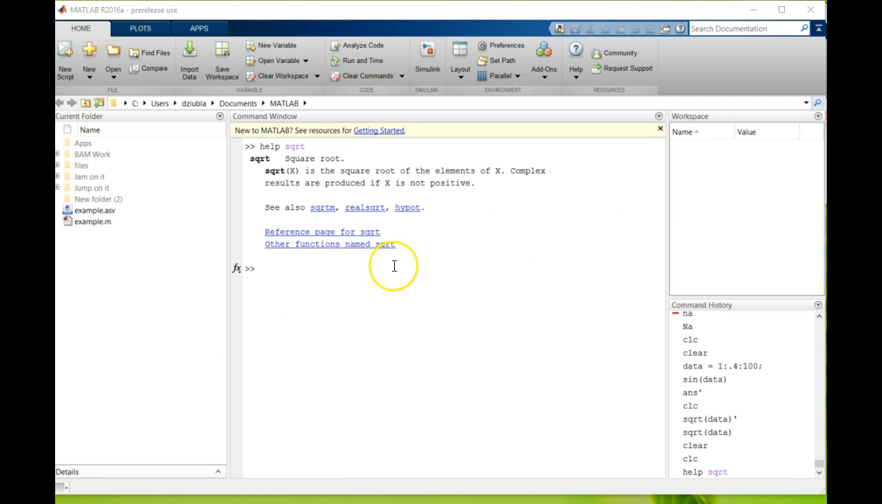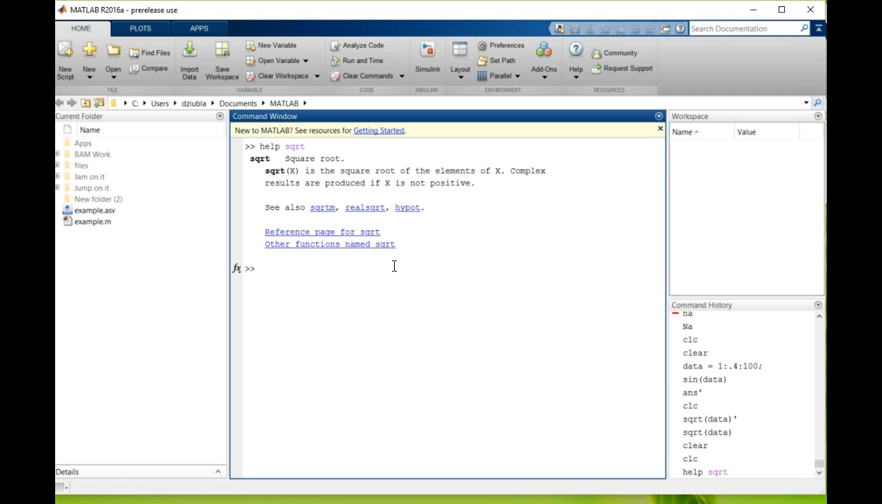There are some other elementary math functions that you can do in Excel, I mean in MATLAB as well. I'm going to say Excel continuously, so just pretend every time I say Excel from now on, I mean MATLAB. I'll try not to do that.